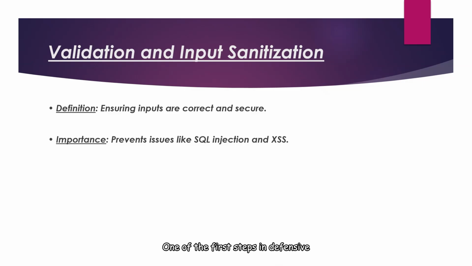One of the first steps in defensive programming is input validation. This ensures that the data your system receives is clean, correct, and safe. For example, consider a web form where users input their email address. We want to ensure that the email is in the correct format before processing it. Validating inputs like this prevents malicious input that could compromise your system, such as SQL injection or cross-site scripting.